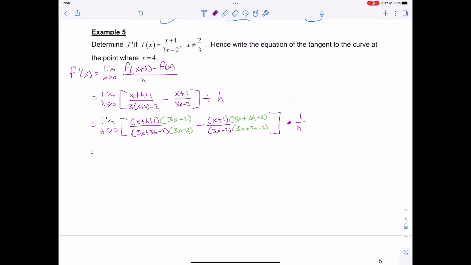This is going to give me the limit as h approaches 0 of 3x squared minus 2x plus 3xh minus 2h plus 3x minus 2, minus 3x squared plus 3xh, let's try and keep it consistent, minus 2x plus 3x plus 3h minus 2.